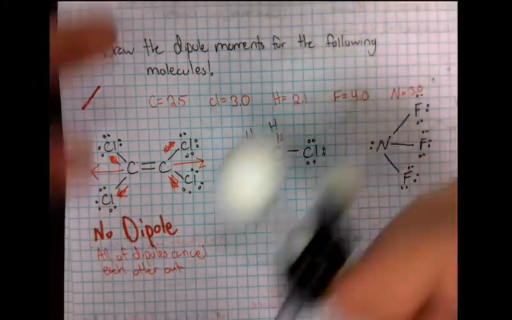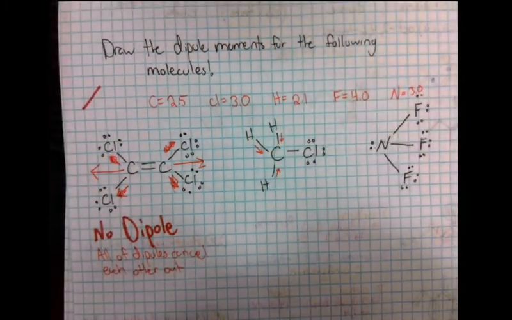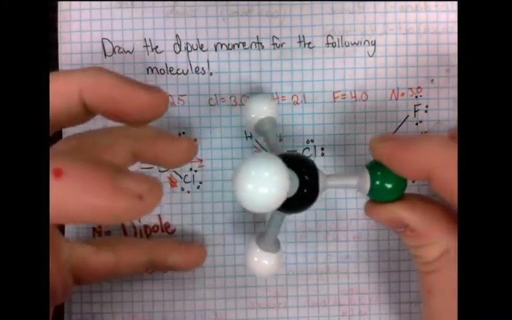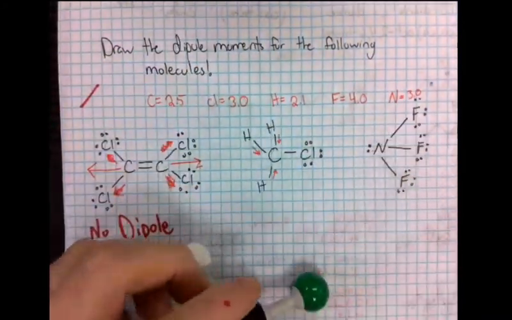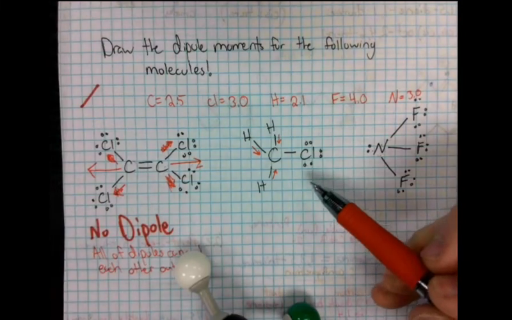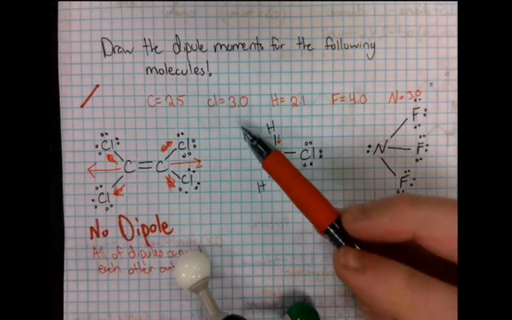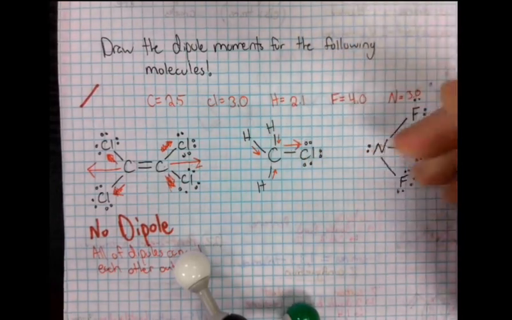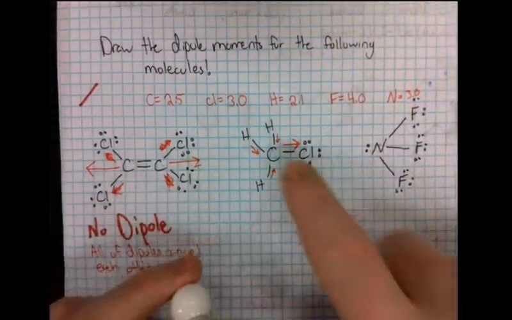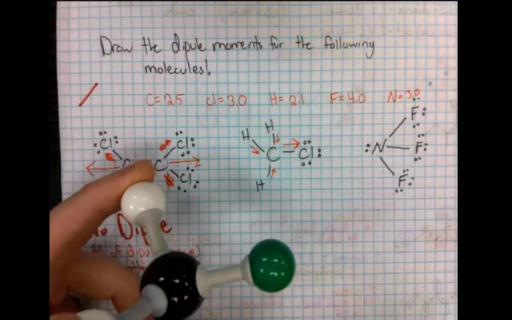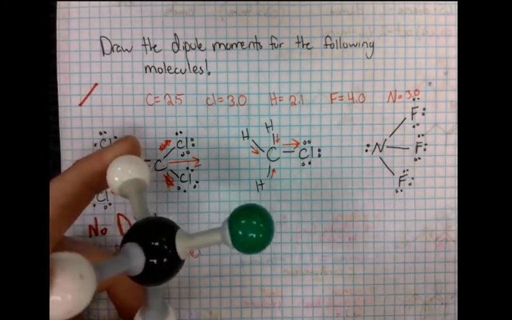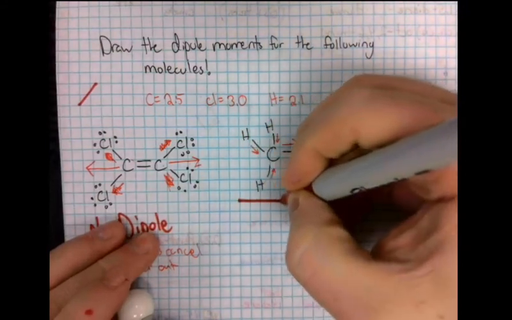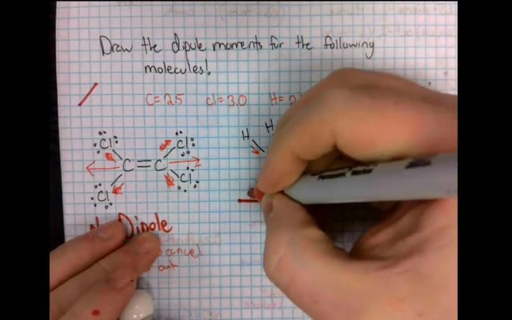But looking at this one, all three of these hydrogens here are going to slightly funnel their electrons in towards this carbon. And then between the carbon and the chlorine, chlorine is, again, 3.0, and this is 2.5. So that arrow is going to point this direction. So if we were to take the net result of three arrows pointing inwards like this, and then this one right here, our net dipole is going to look like this.